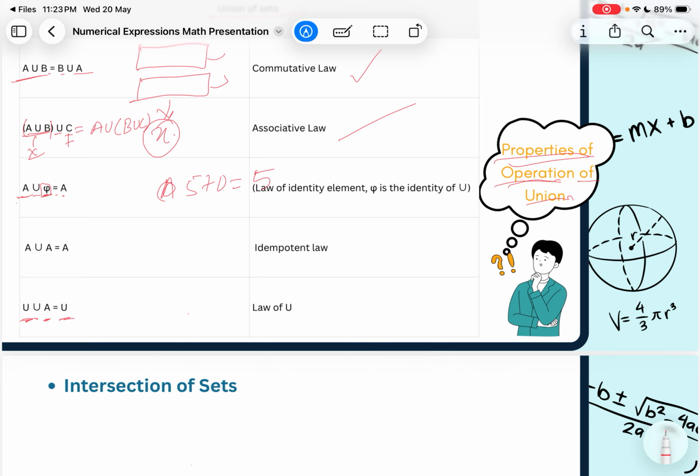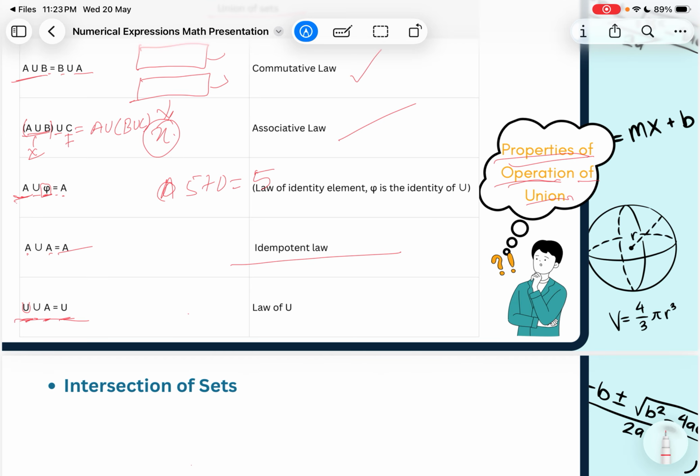Same like this, A has some elements and this has no elements. So what common elements will be there? Only this one, right? Now A union A means all the elements of A and all the elements of A again. So it will be the same thing, A. This is called the idempotent law. Idempotent, this is difficult for me to pronounce.